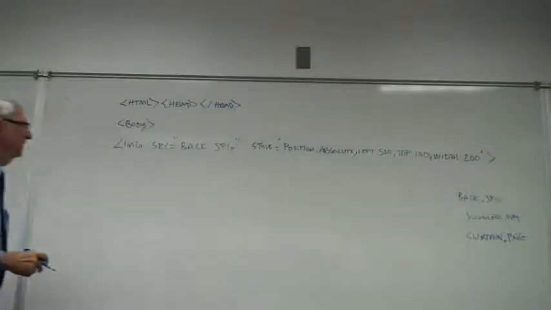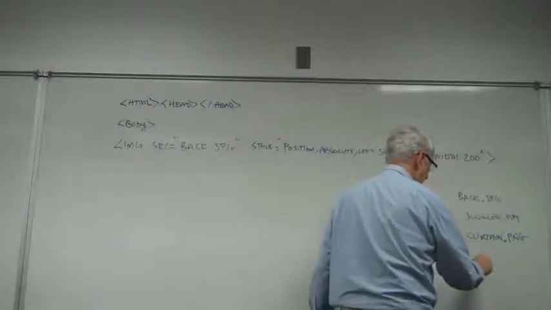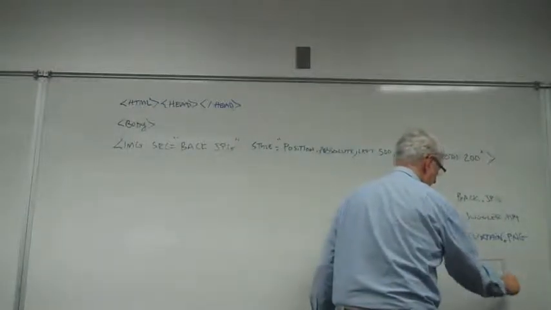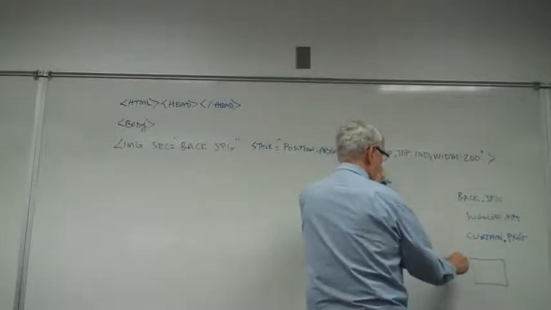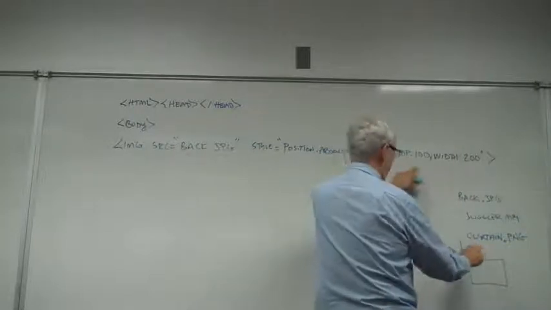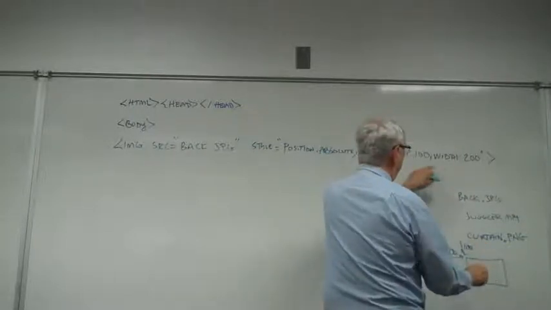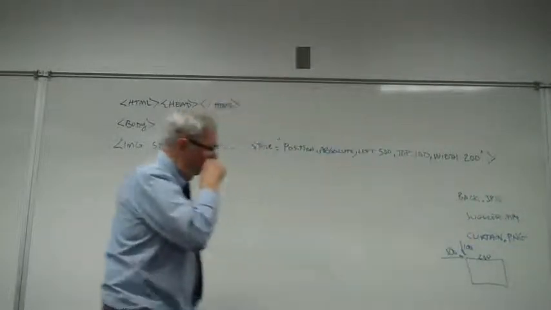Let's see if I get that right. Yeah, just an image is all it is. This is absolute, left 500. Okay, so right off the bat what you have is the background image right here set up. Its left is 500. Its top is 100, and its width is 200, like so. There it is. That's the background.